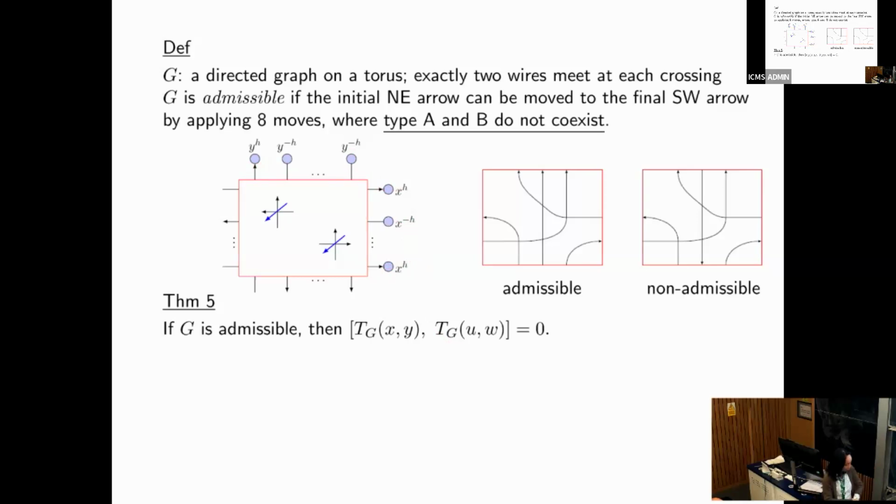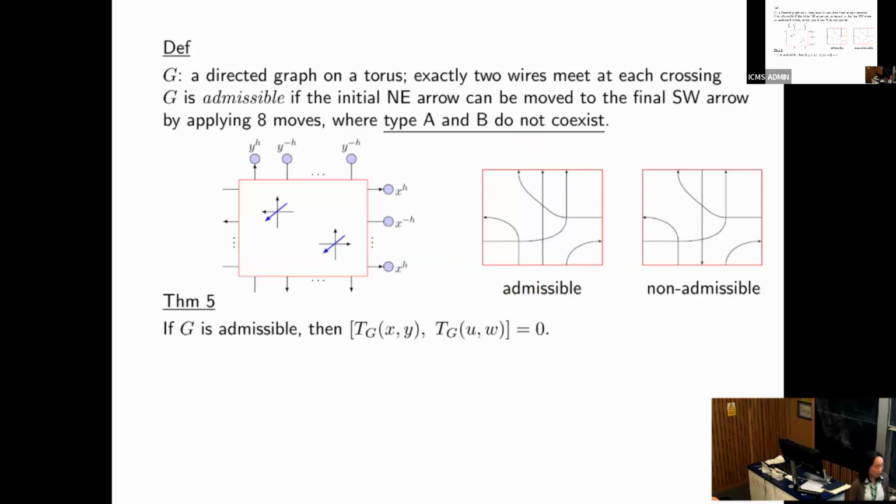Next, in this way we can get the commuting family for a given admissible graph G. But the problem is that it is not easy to judge if a given graph is admissible or not. It is difficult. Yes. This notion of admissibility, is it somehow natural? Why is this notion of admissibility natural in any way? Why exactly 8 moves? Yes.